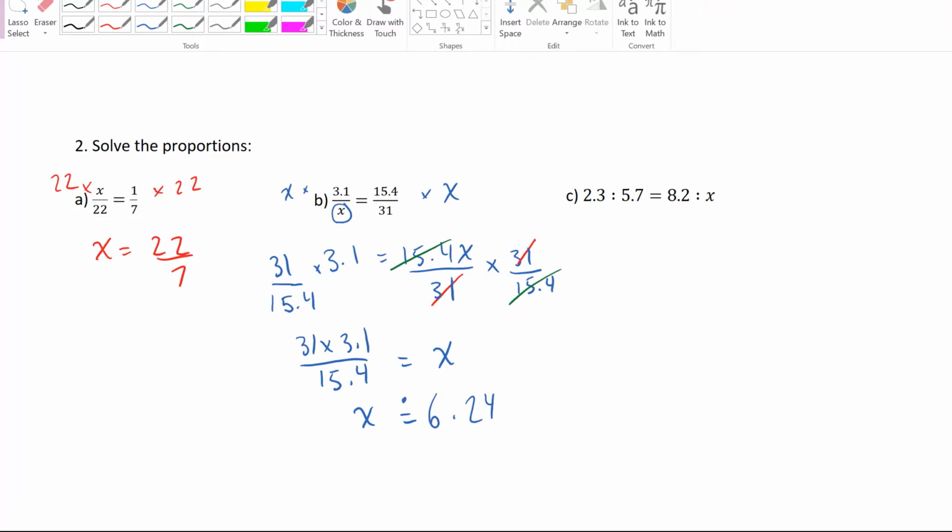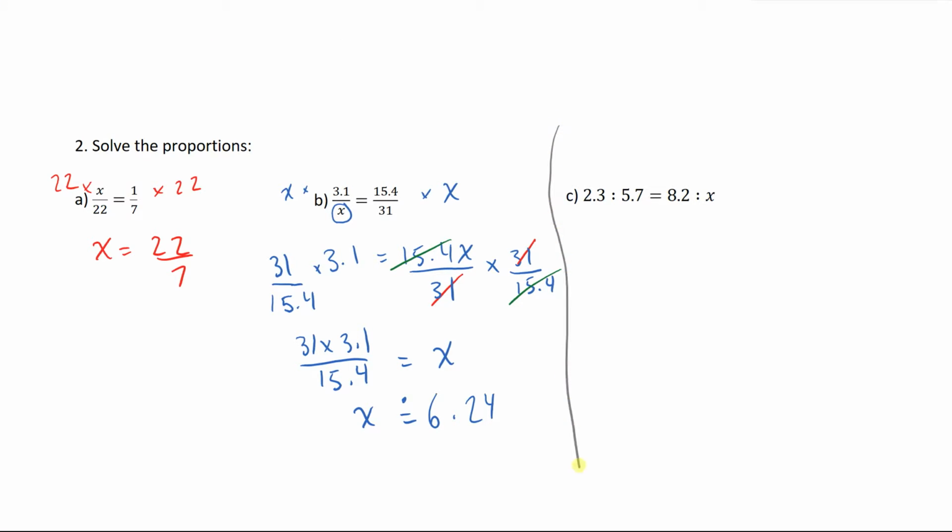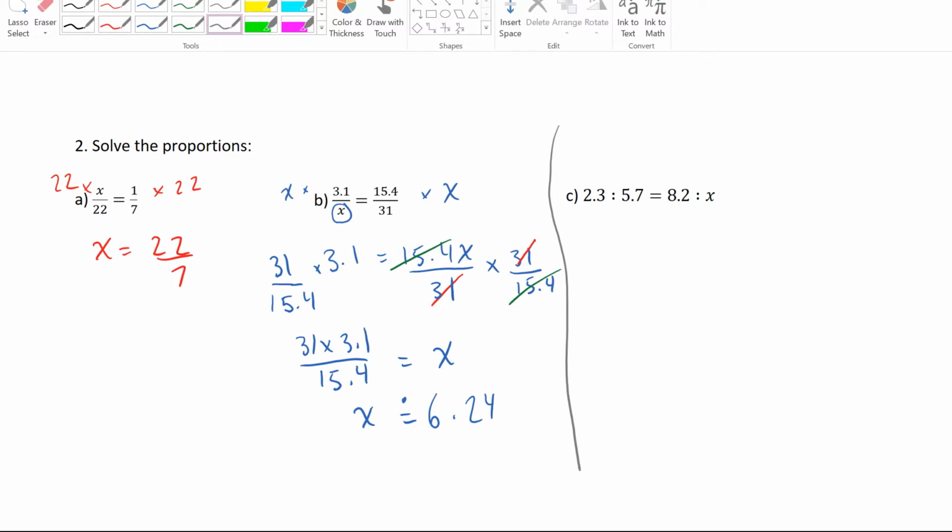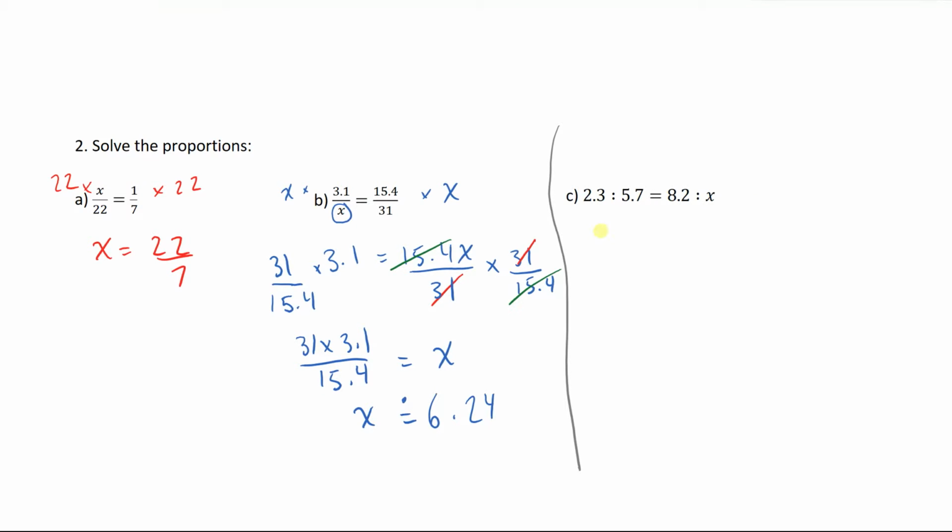Okay, last question here for these ratios. So this is written in a different format. We usually read it like 2.3 to 5.7 is equal to 8.2 to x, and it really just means the same thing as the fraction. So I'm going to rewrite it as a fraction. 2.3 to 5.7 is equal to 8.2 to x.